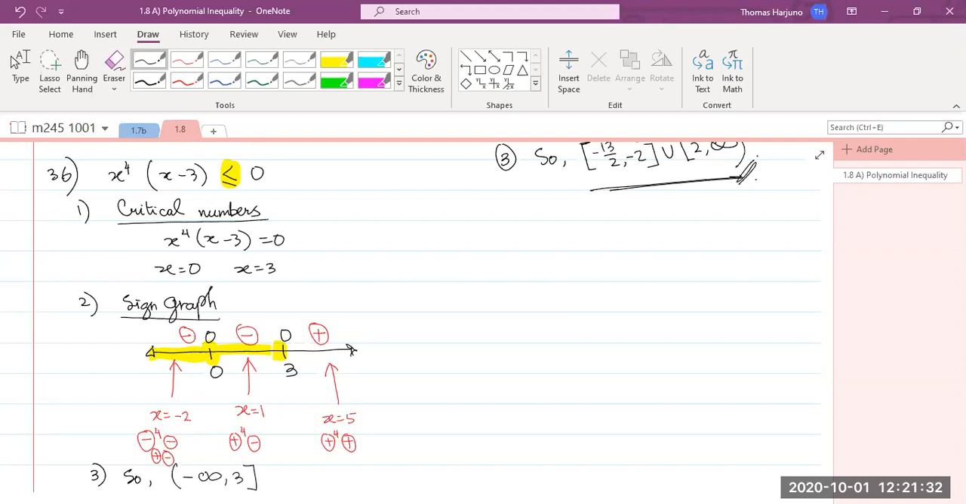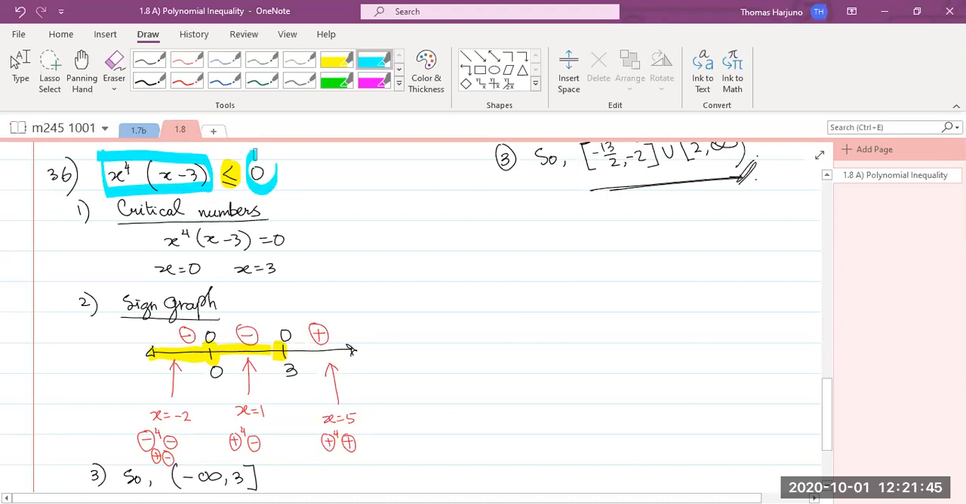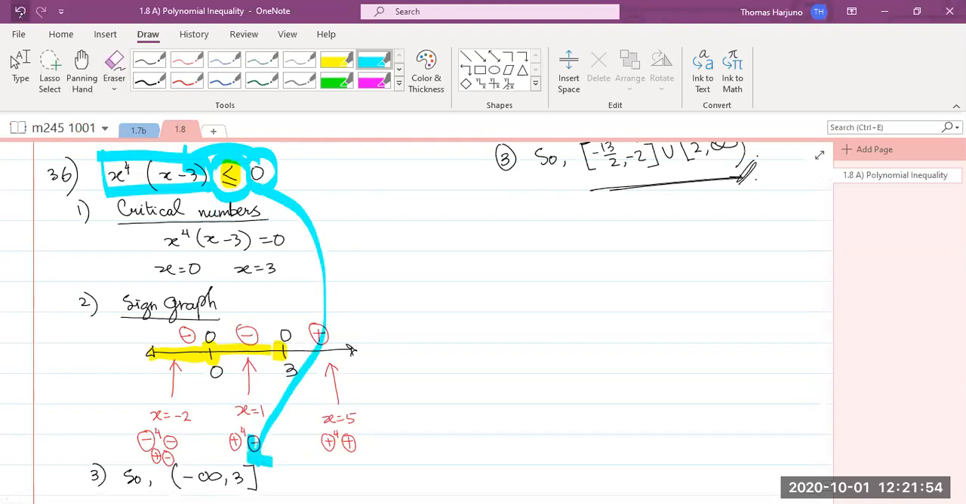Notice that we really take care of the inequality sign at step 3. In steps 1 and 2, we only worry about this side. Once this side is 0, you just worry about this. You come back and take care of the inequality sign in step 3.